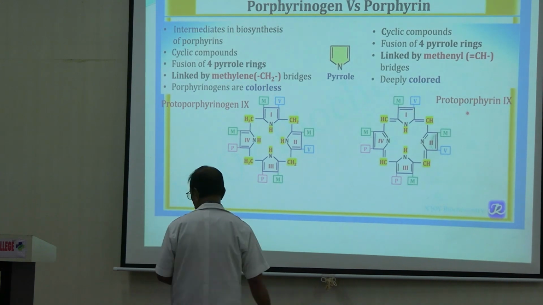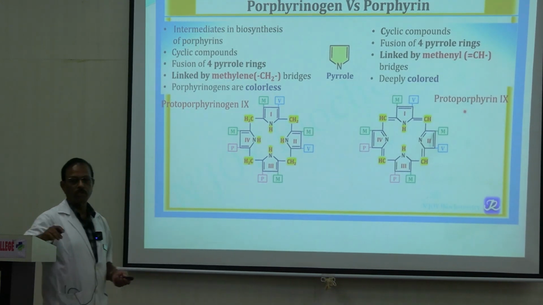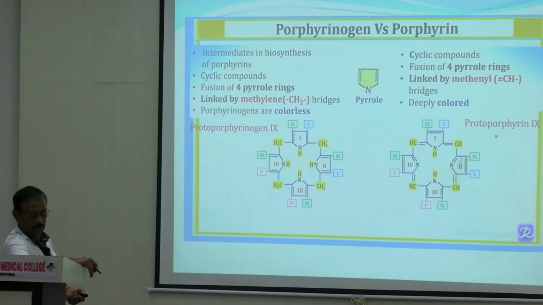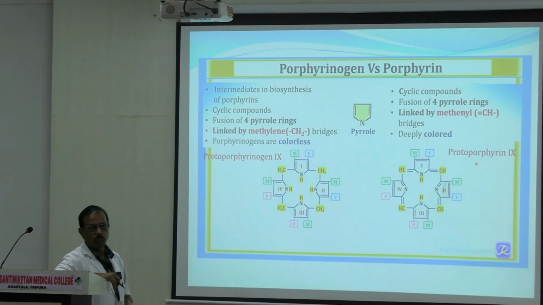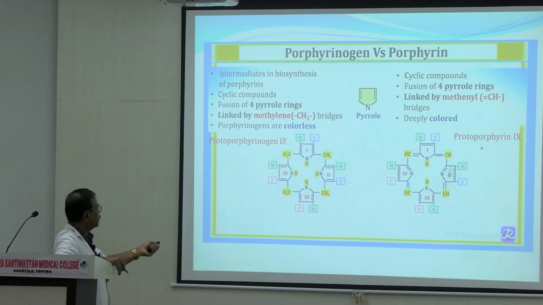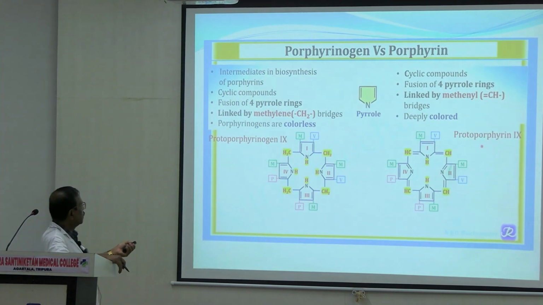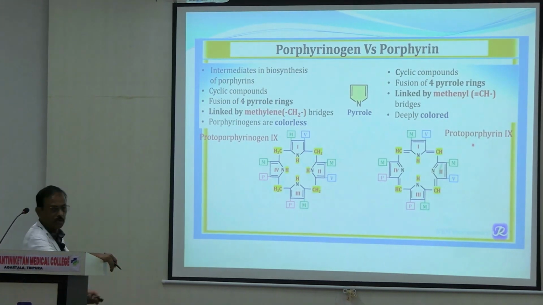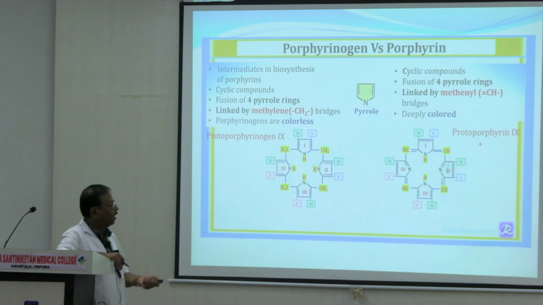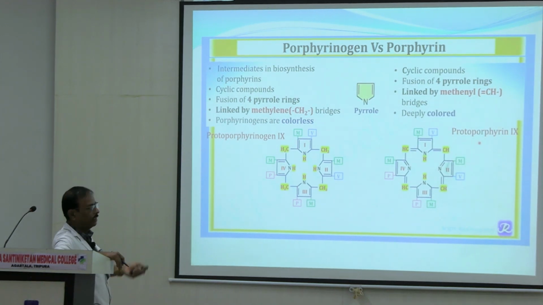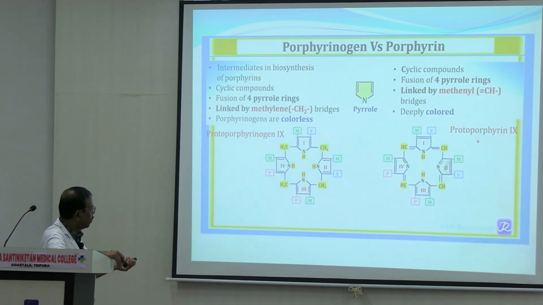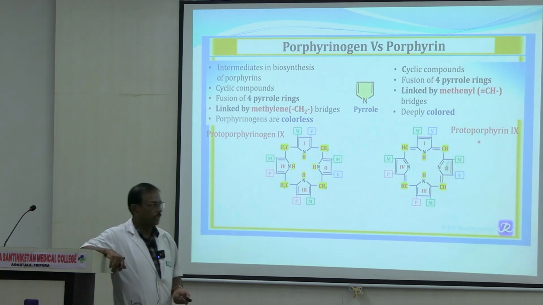Now what is porphyrinogen? Porphyrinogens are the precursor molecules for porphyrins. Here is protoporphyrin 9; this is porphyrinogen. Porphyrinogen also has cyclic pyrrole rings, 4 in number. However, they are linked by methylene groups. You see, there is no double bond here, but in porphyrin there is a double bond in the methenyl group.